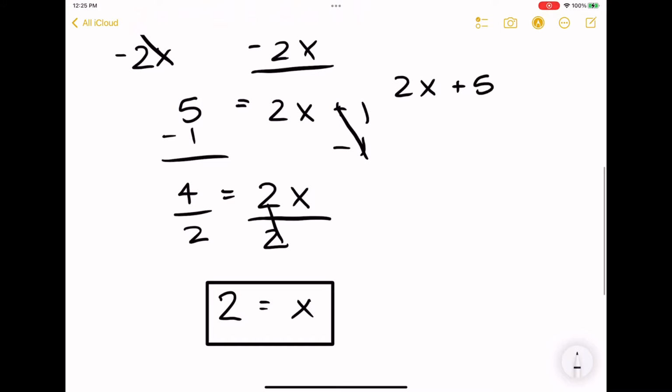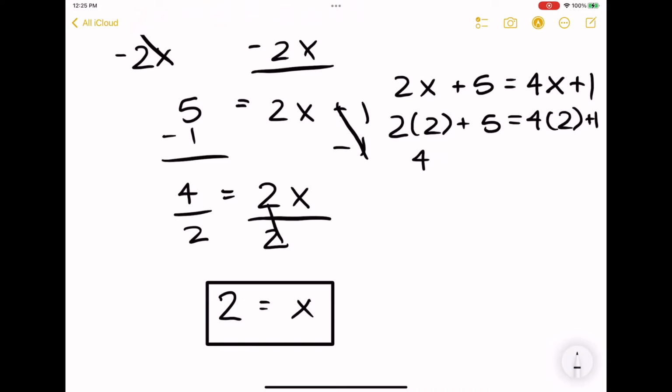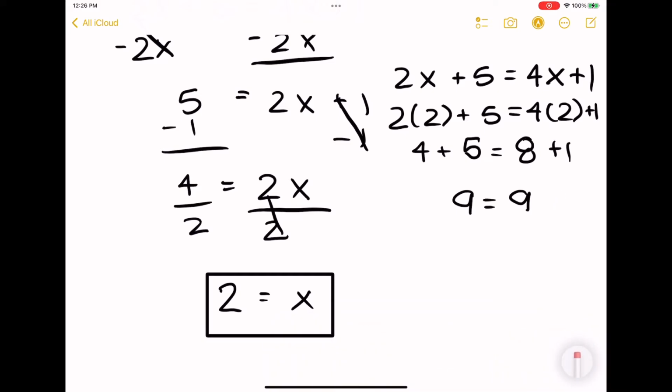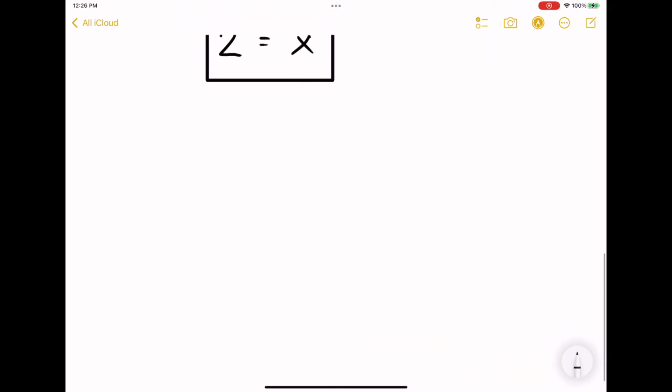Now there's a very simple way to check if this answer is correct, and that is by plugging in what you got for your answer or your variable into every single variable part in the equation. So 2x plus 5 is equal to 4x plus 1. Everywhere where it says x, we'll be putting 2 in place of it. So we'll get 4 plus 5 is equal to 8 plus 1, and that's 9 is equal to 9, which is in fact true. It's a true statement. If we got 9 is equal to 8, then our value for the variable is incorrect. However, because it is the same, we know it's correct.